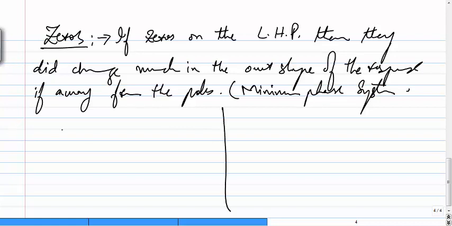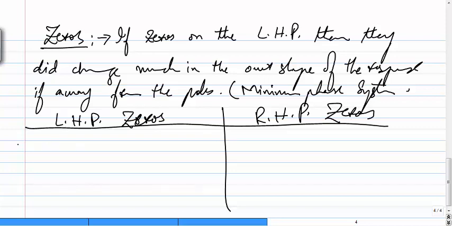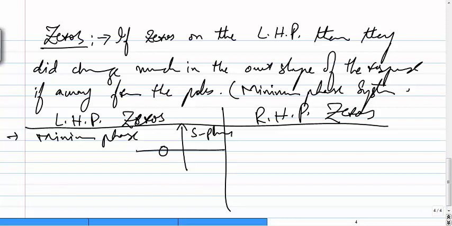We have two types: left half plane zeros and right half plane zeros. For left half plane zeros, we call it a minimum phase. What do you mean? It means that we have zeros lying here in the S plane. We have a negative value for the zero. Okay.